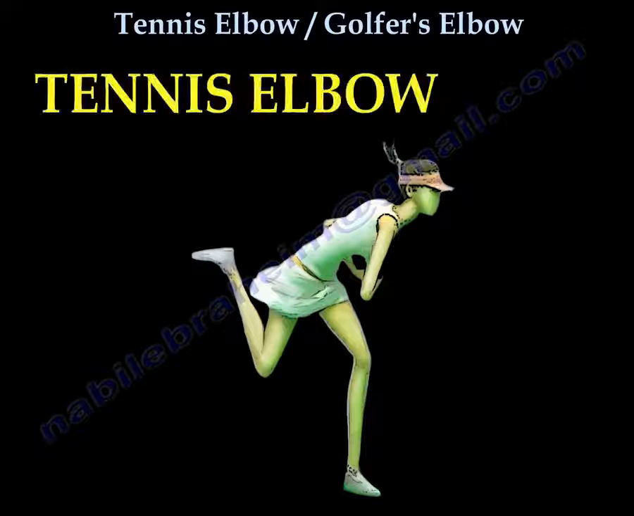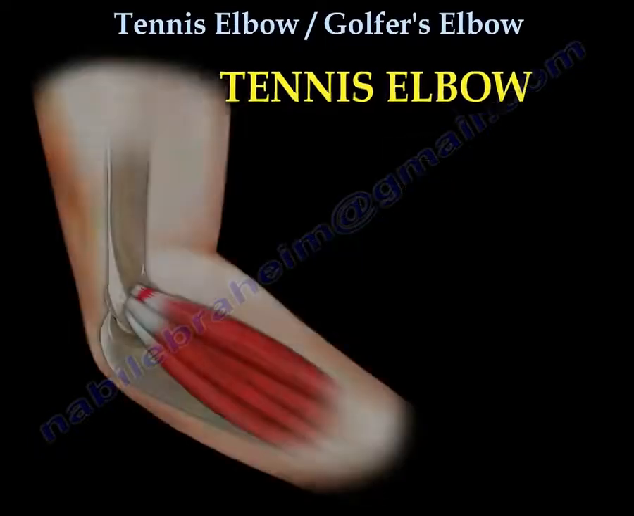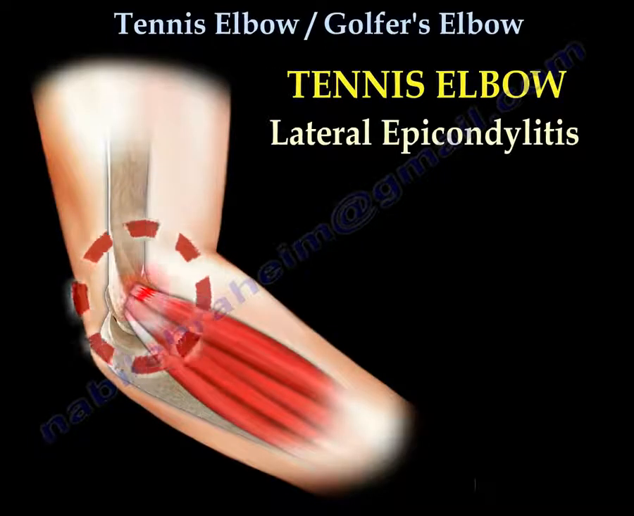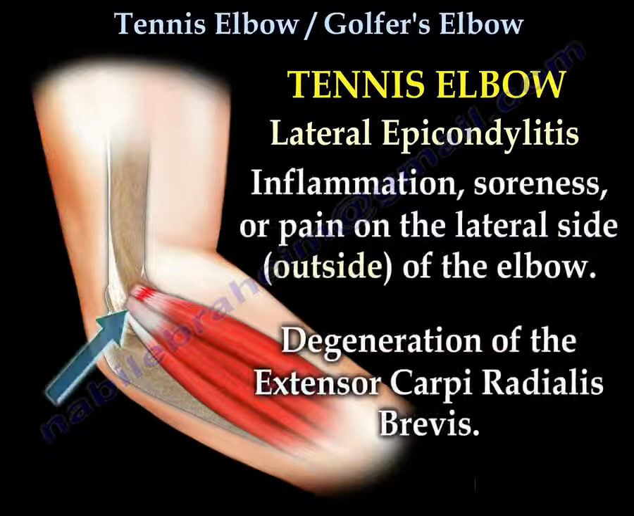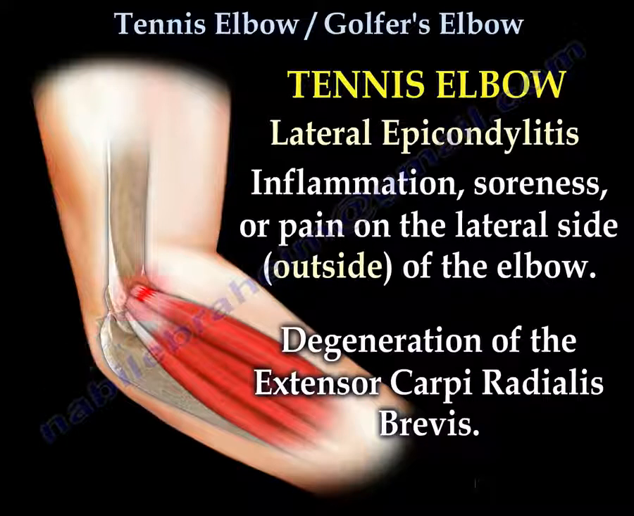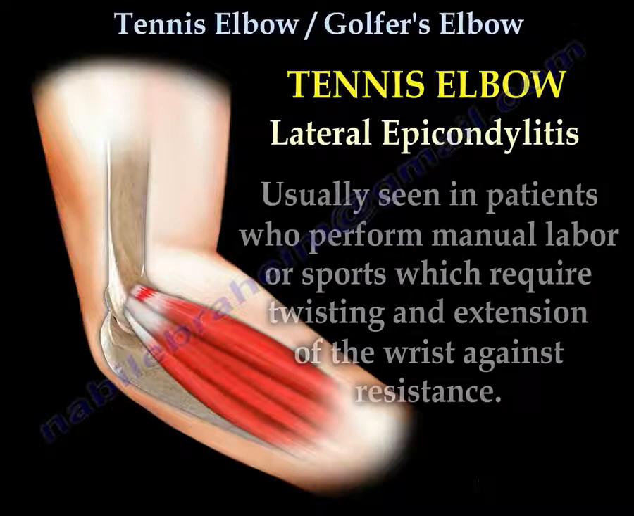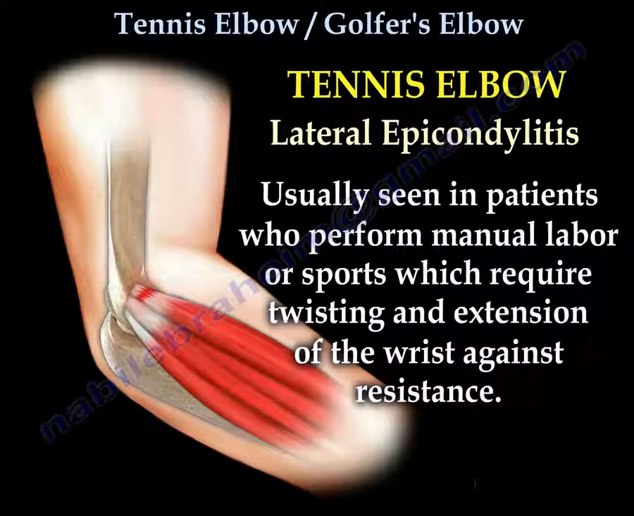Tennis elbow, lateral epicondylitis. It occurs due to inflammation and soreness, and appears as pain on the lateral side, the outside of the elbow. There is degeneration of the extensor carpi radialis brevis, usually seen in patients who perform manual labor or sports which require twisting and extension of the wrist against resistance.